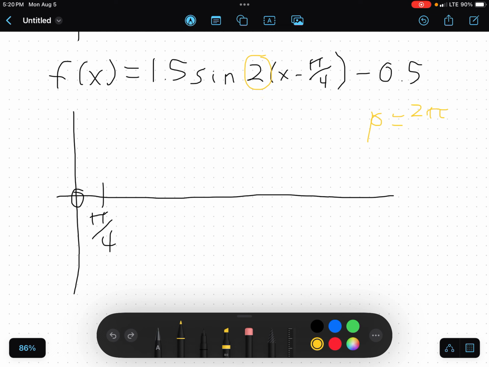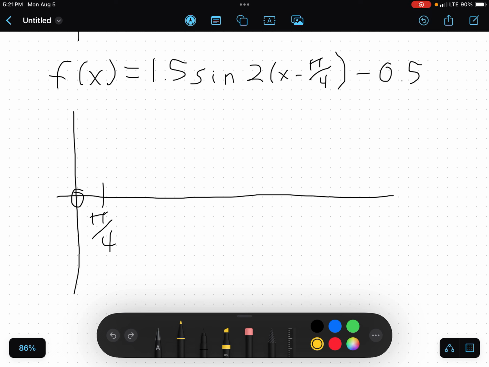It's just 2 pi over 2, which means pi. So one complete cycle of this heavily shifted sine wave is going to be pi. It's going to cover pi units along the x-axis.